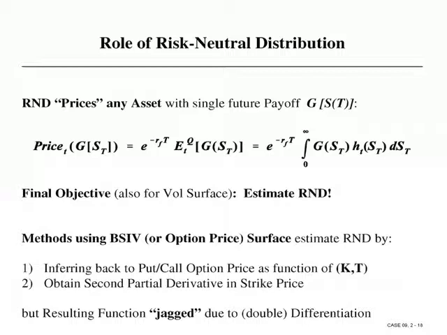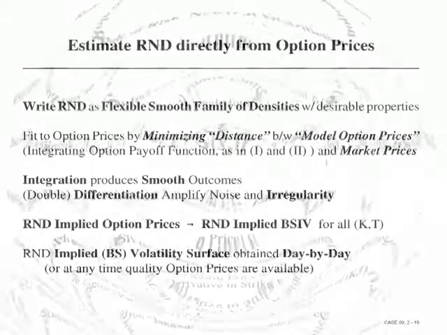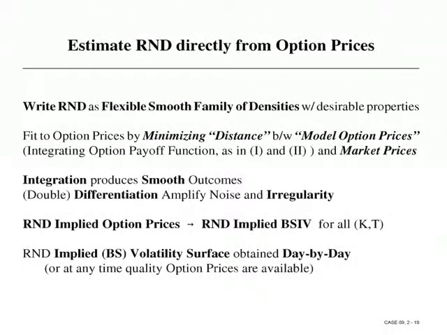When you take double derivatives, you create jags. It's a distorting function. So things that are relatively smooth can start having kinks and other things in it. Okay, it's not a smoothing operation, but the opposite when you differentiate. So what we want to do instead is avoid that and get to where we integrate instead, which is smoothing functions. So what do we do? Well, write the risk-neutral density as a flexible, smooth family of densities.